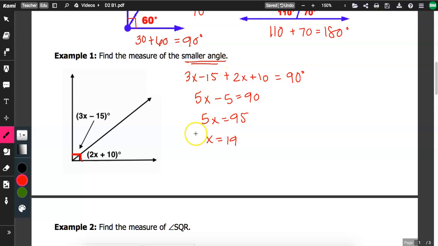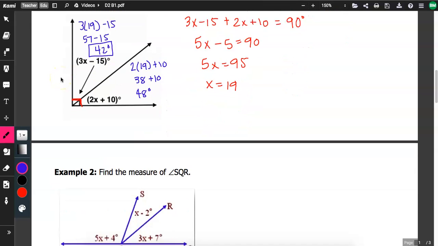Okay, so be careful though, this isn't our final answer because we're still looking for the smaller angle measure. This is just the x value. So I need this smaller angle. I'm just going to plug it into one of these equations. Let's start the first one. 2 times 19 plus 10. 38 plus 10. This guy is 48. 3 times 19 minus 15. 57 minus 15. This angle measure is 42. So this is our smaller angle. Okay.